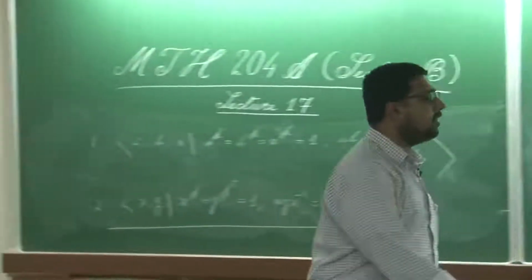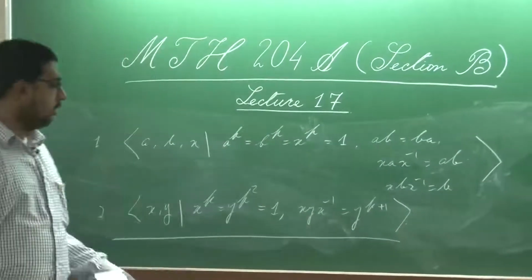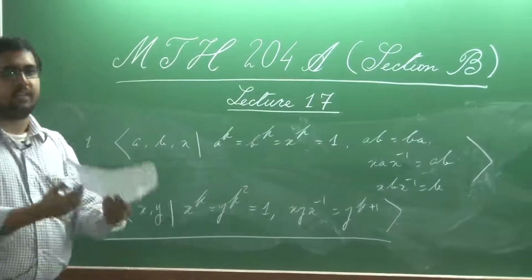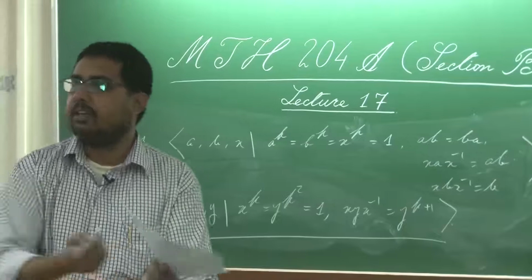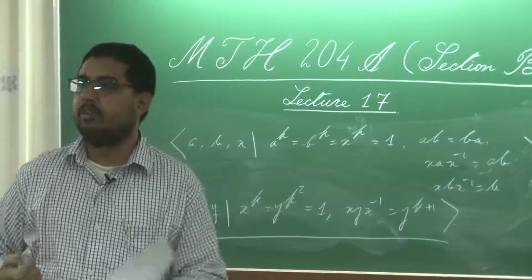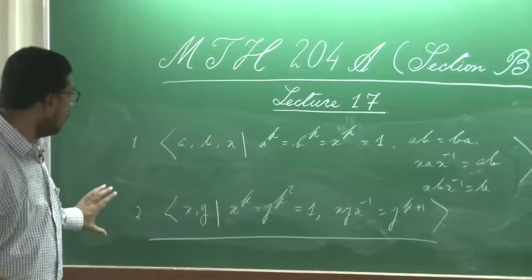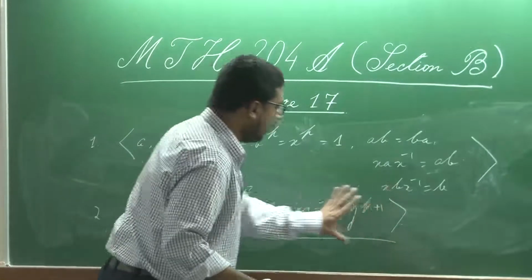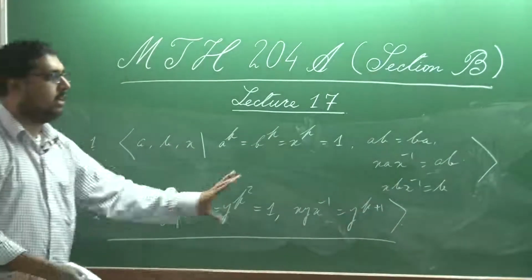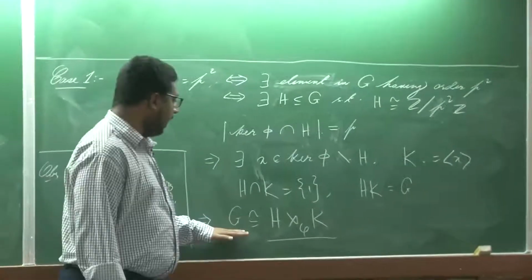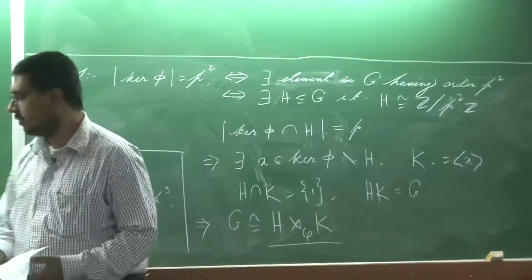Earlier we have seen that by considering the semidirect product of a cyclic subgroup of order p square with a cyclic subgroup of order p with respect to a non-trivial homomorphism, the one and only one non-abelian group that we are going to obtain is this. That is what we have earlier observed. Hence, in this case G has to be isomorphic to that.